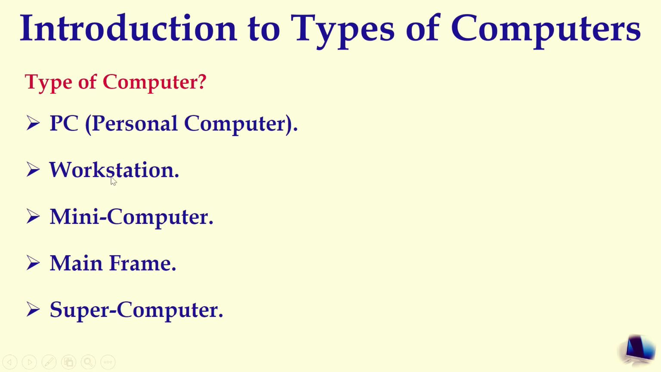Next, there are 5 types of computers, namely PC, which is nothing but personal computer, followed by workstation, followed by mini computer, followed by mainframe, and followed by supercomputers. So how many types of computers are there? Yes, there are 5 types of computers: personal computer, workstation, mini computer, mainframe computer, and supercomputer. Now we'll see one by one.